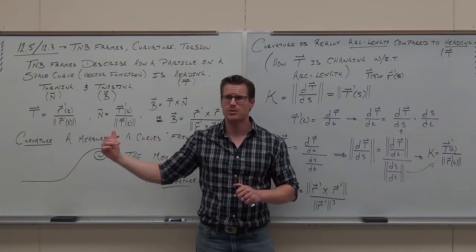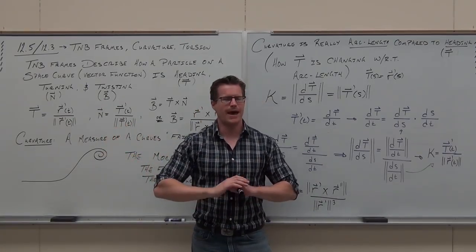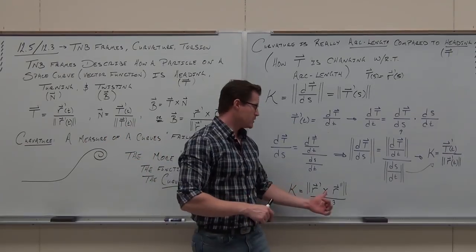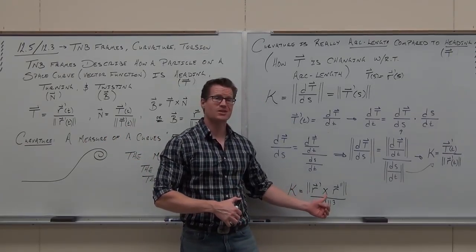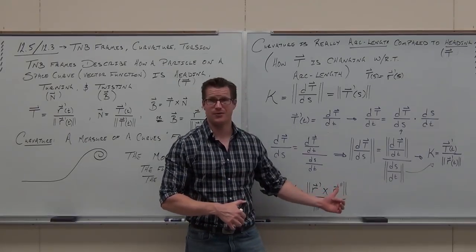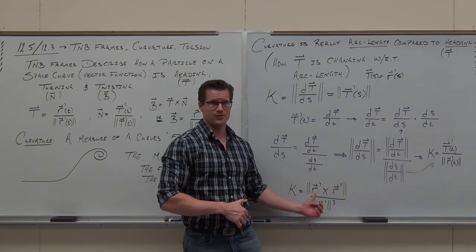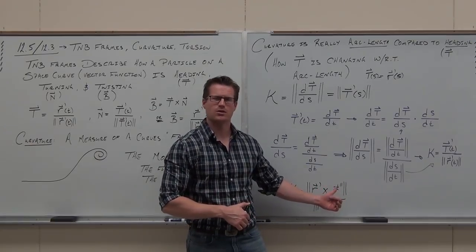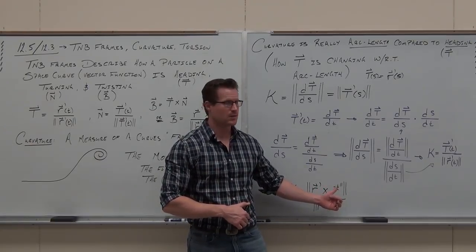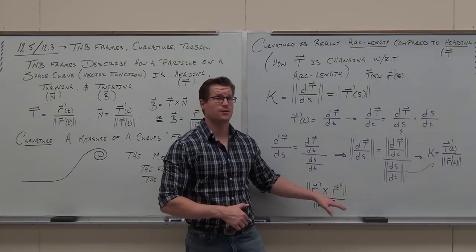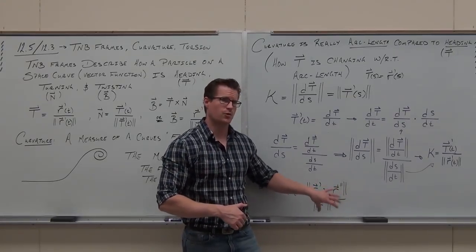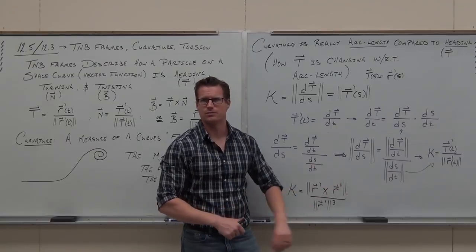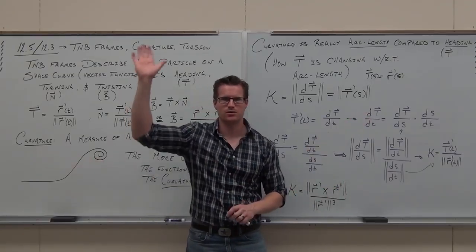TNB frames with polynomials are not fun at all. They are horrifying, okay? Now, if you had to do this with sines and cosines and e to the t, this is not fun. Because you've got to find the first derivative, product rules. You've got to find the second derivative, more product rules. You've got to cross product them. Then you've got to find a magnitude. That's not fun. So this is used for polynomials when you just have to find curvature. That's pretty much it. Show of hands, okay with that?